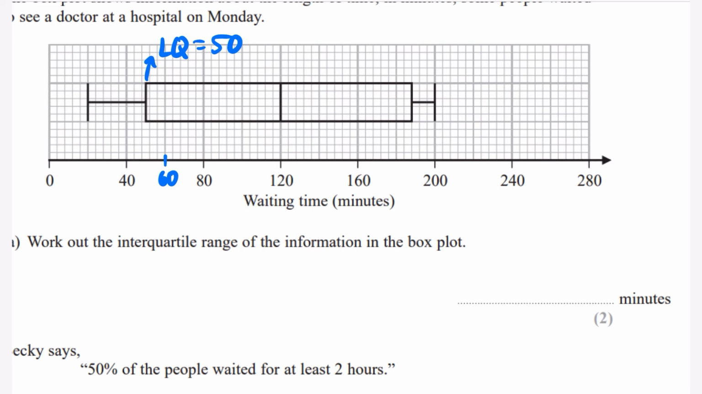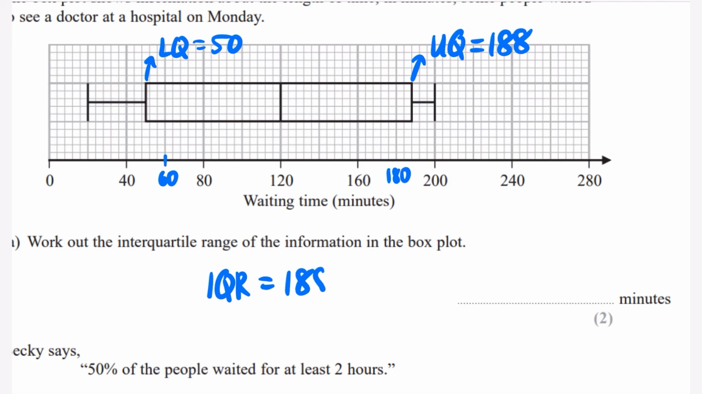And then the upper quartile, this is 180. Now, if it's going from 180 to 200, that's a gap of 20. So each of these 5 squares must be worth 4. So it would go 4, 8, 12, 16, 20. So if this is 180 and each square is 4, that means that the upper quartile is 188. They're really kind of testing your skills at being able to read these things. So the interquartile range is just going to be 188, take away 50. Obviously, you could put it on a calculator.